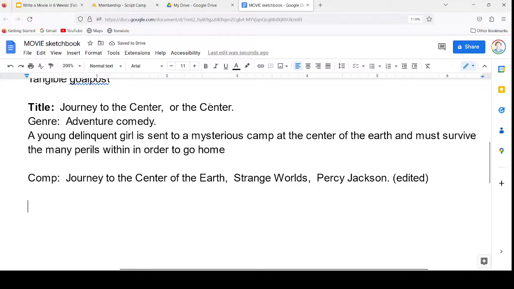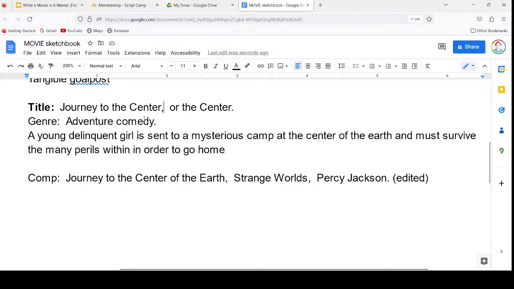All right, that's pretty cool. Camp at the center of the earth. I'm interested. It's not really a journey to the center of anything. Then in that case, it's kind of a journey out of the center, right? Yeah, journey out of the center, basically.